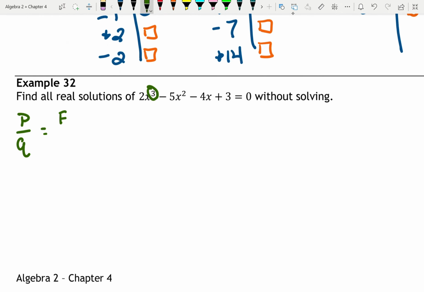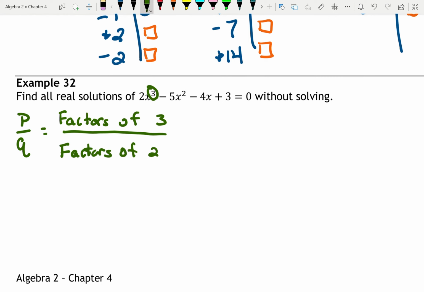We're going to have factors of 3. Oh, wait, no, we just write 3 there. And then next up we have the plus or minuses, and then factors of 2. Well, the factors of 3 are just plus or minus 1 or plus or minus 3. Factors of 2 are plus or minus 1 or plus or minus 2.